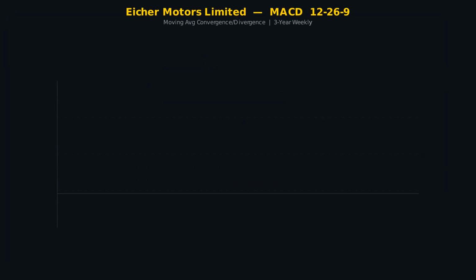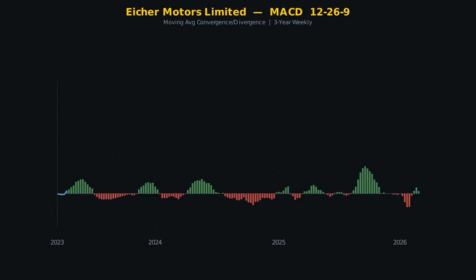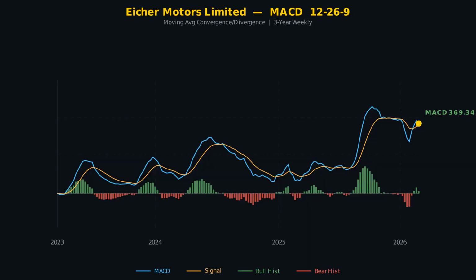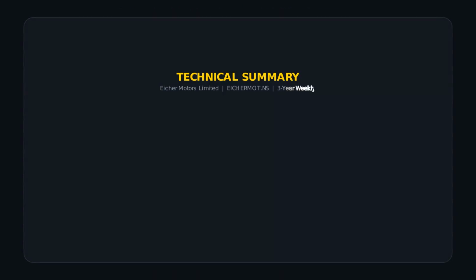Here is the MACD chart for Eicher Motors Limited. Green bars mean MACD is above signal, bullish momentum. Red bars mean bearish momentum. Currently, the histogram is contracting. The MACD line is above the signal line. Bullish momentum is confirmed. The MACD value is 369.34.